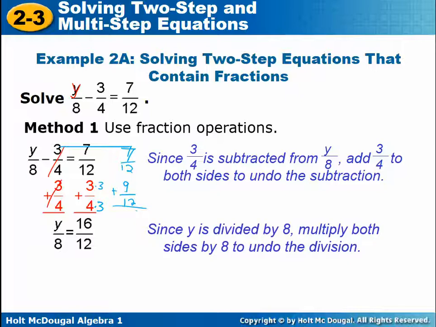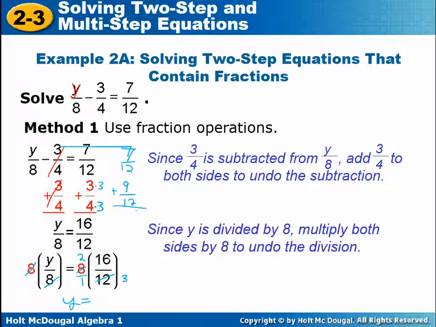So now that you have that, we have y divided by 8. The opposite of dividing by 8 is multiplying by 8. So we can multiply both sides by 8. So when you multiply this side by 8, you get y. Now over here, we can simplify. We can say, all right, let's see. I know that 4 is a factor of 8 and 4 is also a factor of 12. So I can say 8 divided by 4 is 2. 12 divided by 4 is 3, and get this in simpler form.